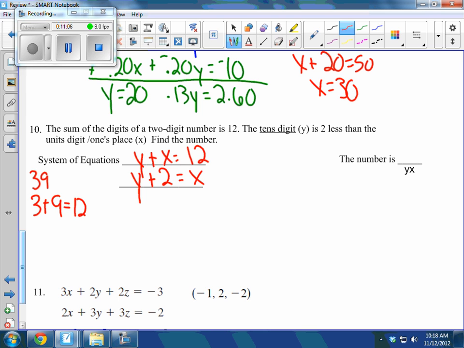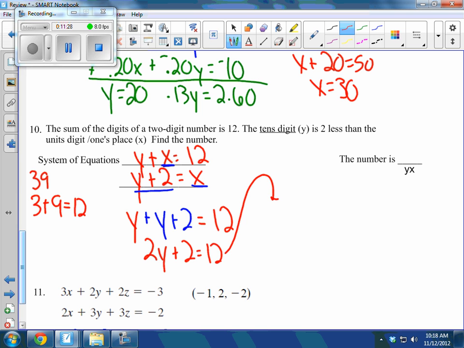But what I'm going to do now is take the fact that x is worth y plus 2, and I'm going to put it into this x. So I have y, and then for x, I'm going to put y plus 2, and then that's going to equal 12. So I'm going to clean up the left side, move that 2 over by subtracting, and when I'm done, I get y to be 5.